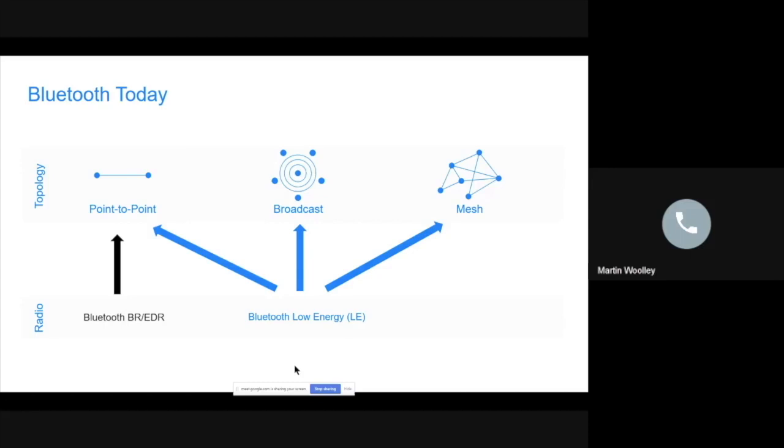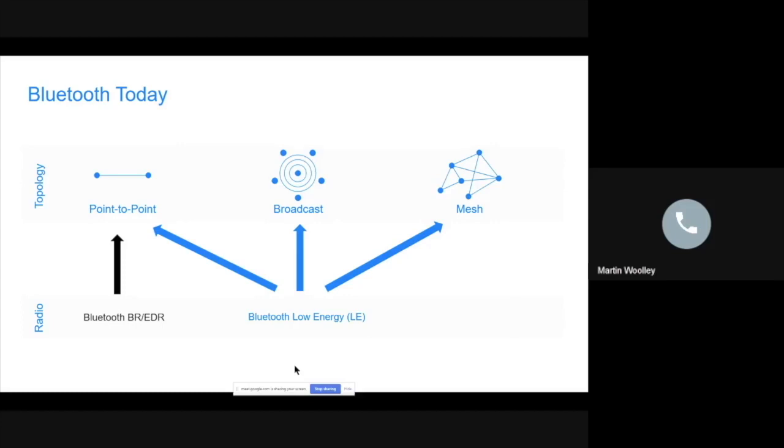Now, Bluetooth BR EDR can only support point-to-point connections between 2 devices. It's essentially a cable replacement technology. It's exactly like working with serial data transmission across an RS-232 cable, except there is no cable.